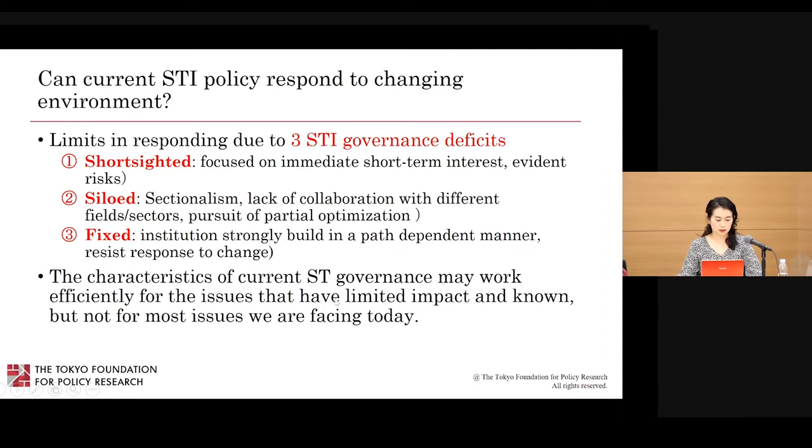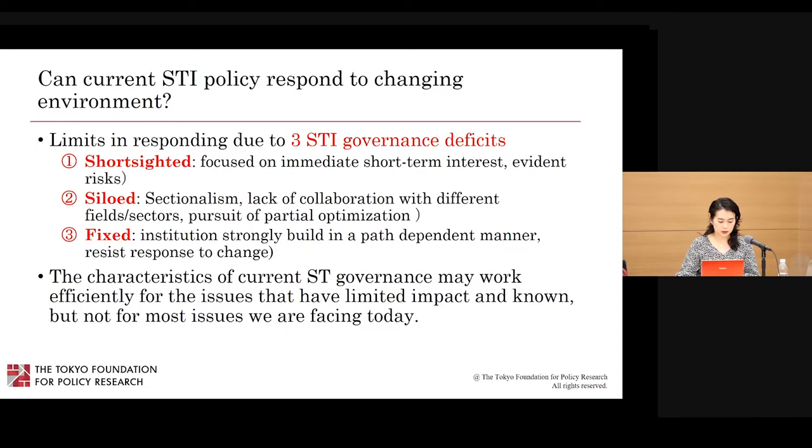current governance structure. First, the current science technology governance is short-sighted. It focuses on immediate short-term interests and evident risks. Second, it is siloed. Sectionalism is prevalent. There is a lack of coordination with different fields, sectors in pursuit of partial optimization. Third, it is fixed. Institutions are strongly built in a past-dependent manner and are difficult to respond to change.